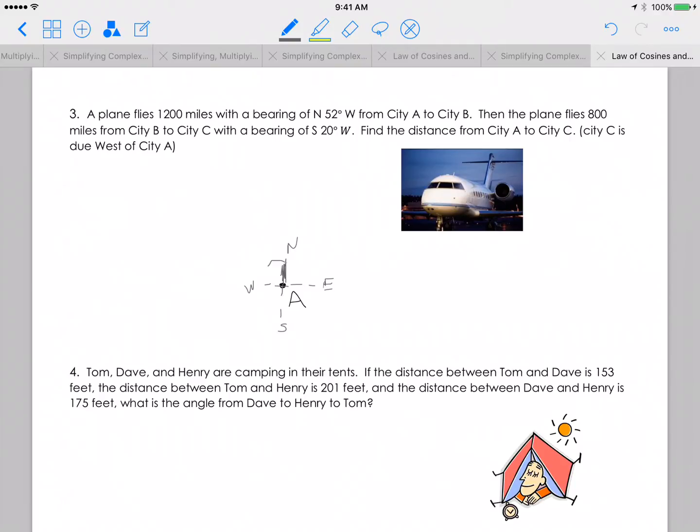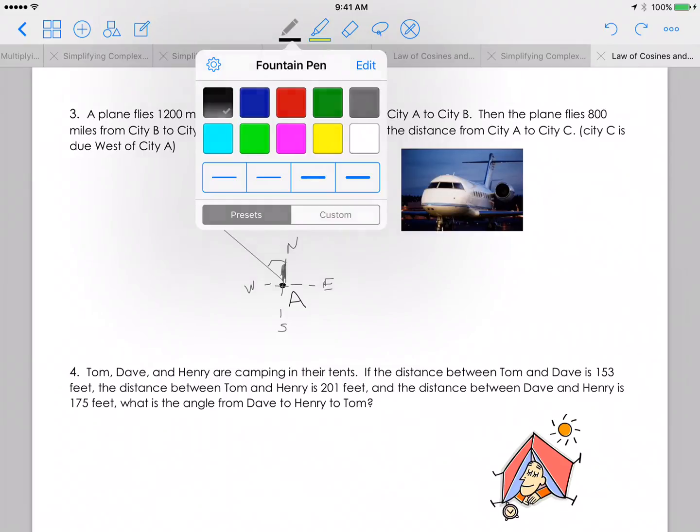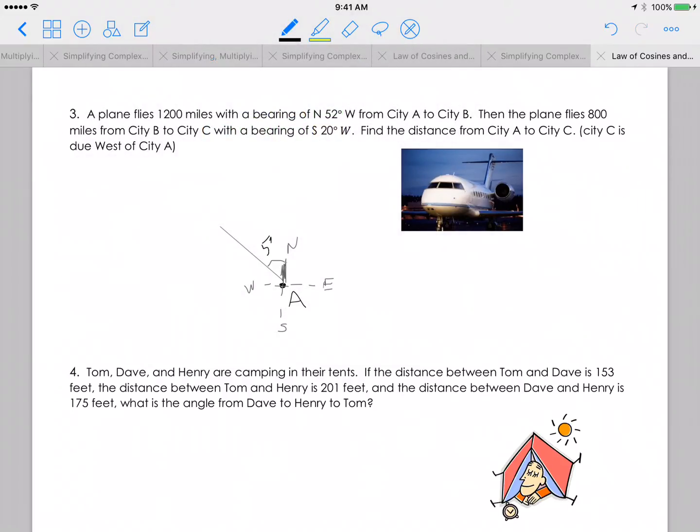So let me see if I can draw 52 degrees. I'm going to try that again, more like that. So that's 52 degrees. Okay, so that's our first one. That length is 1,200 miles. So let's say that is city B.